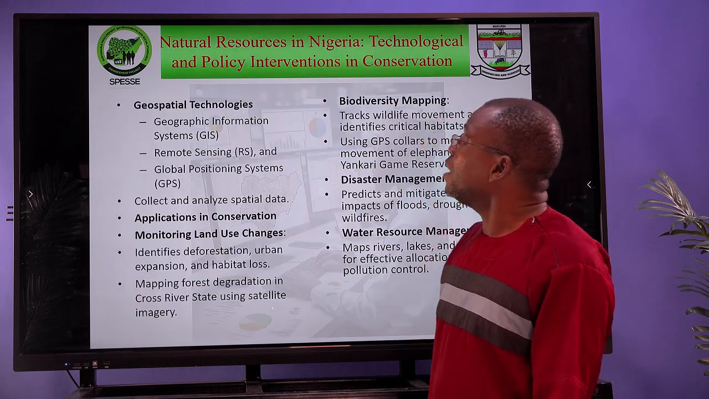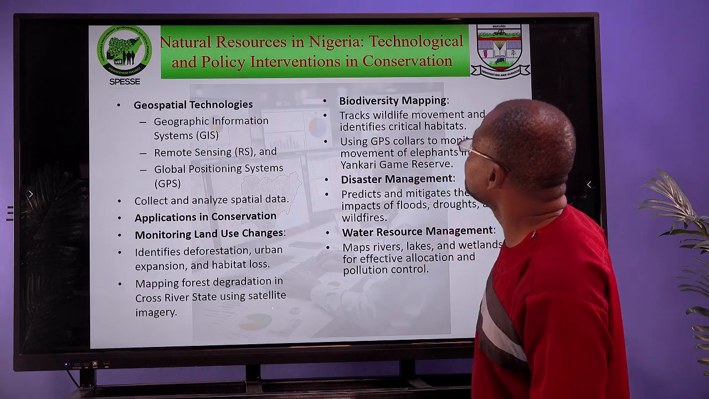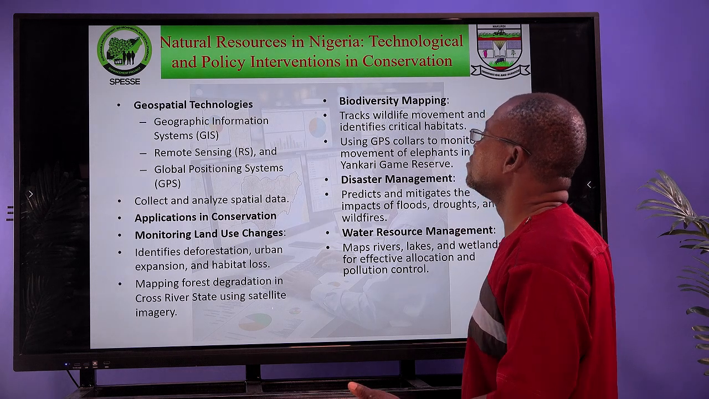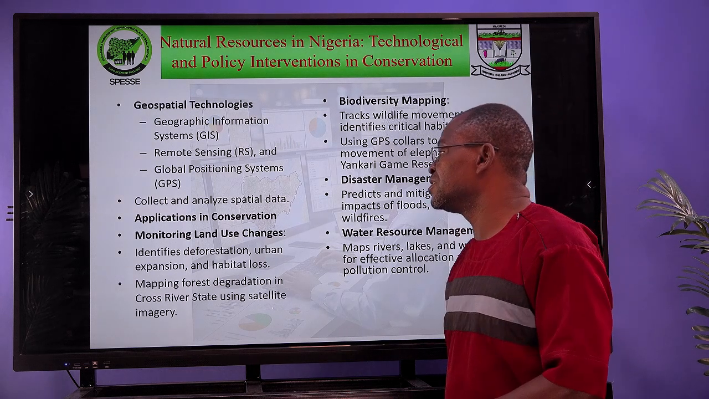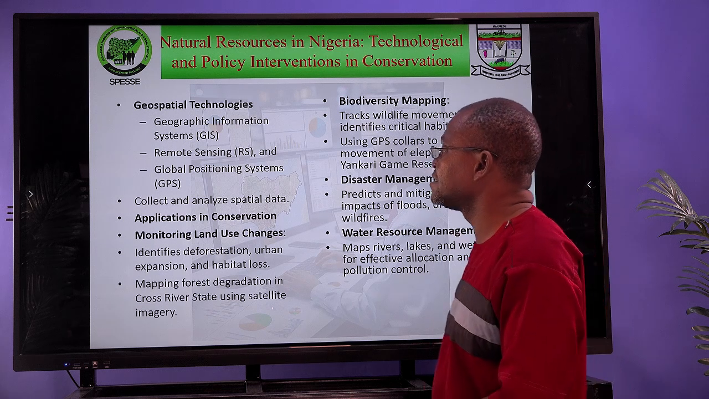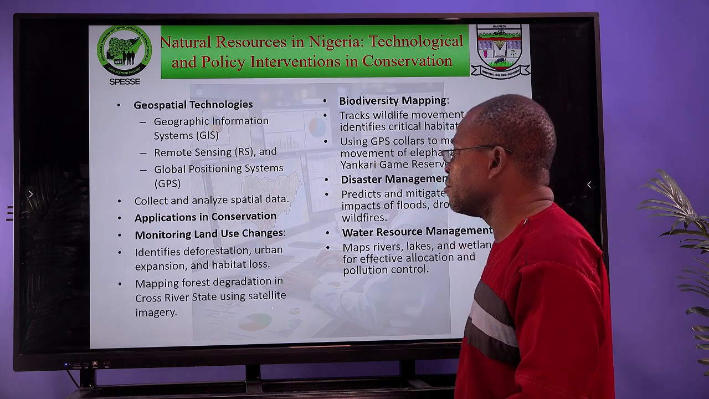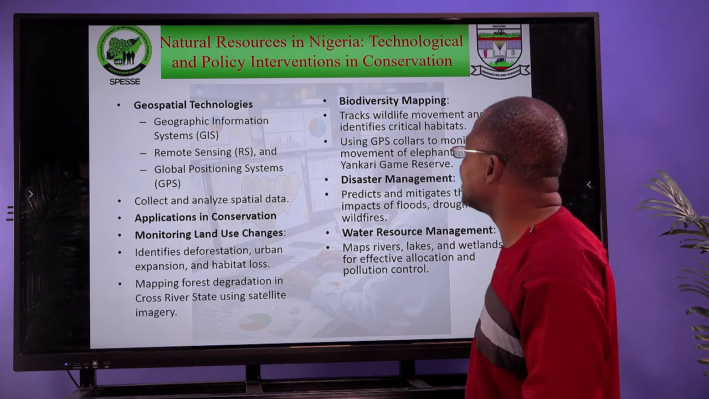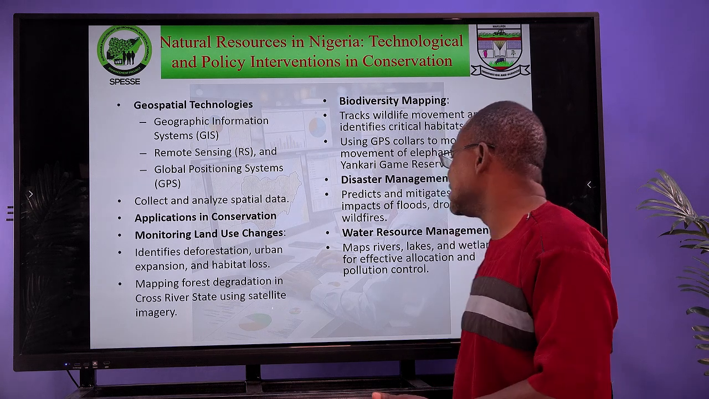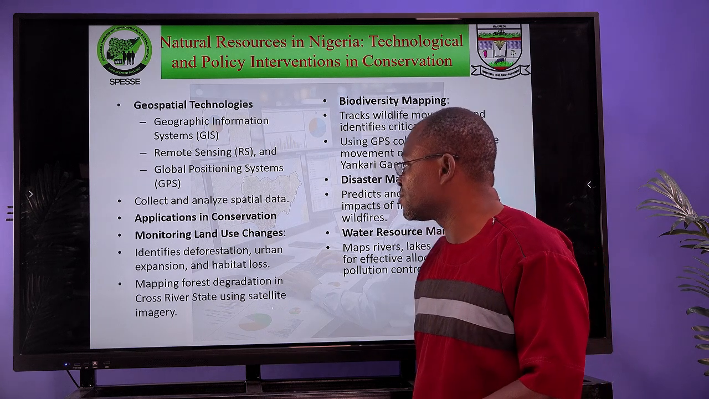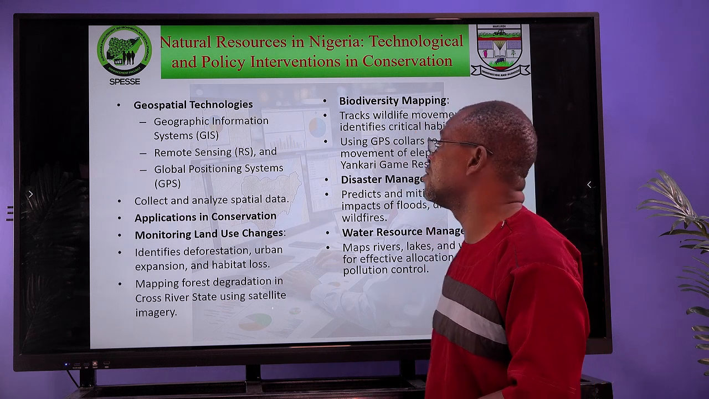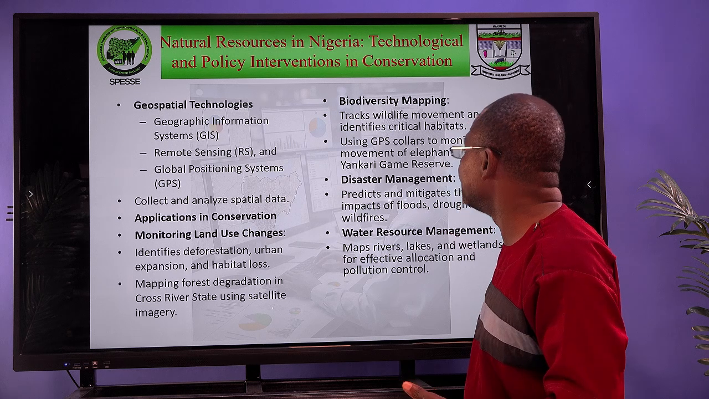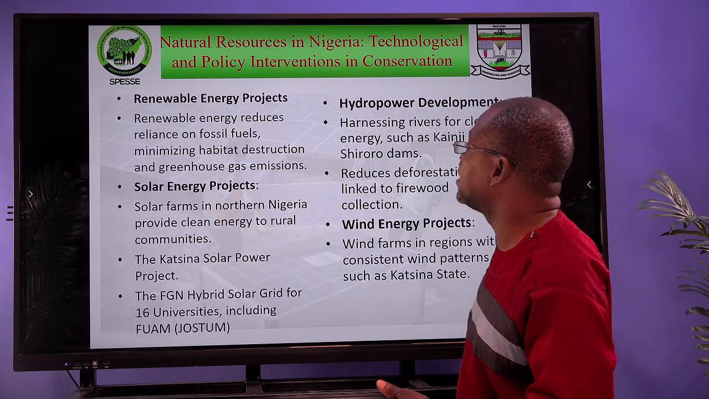Natural resources management in Nigeria can be carried out through the use of technology, including geospatial technologies. We can monitor land use changes with these technologies, map our biodiversity, and better manage disasters and our water resources once we are able to apply technologies like GIS, remote sensing, and the GPS system. This will collect and analyze spatial data.